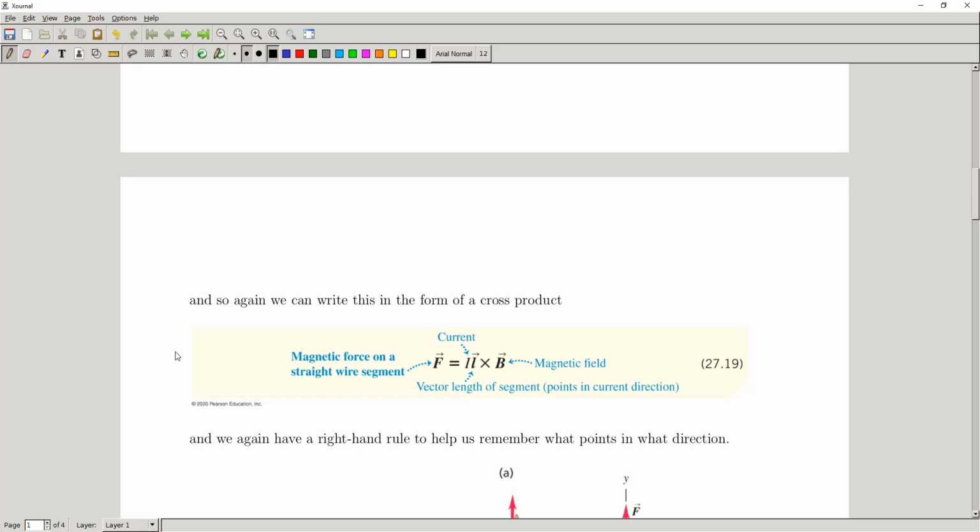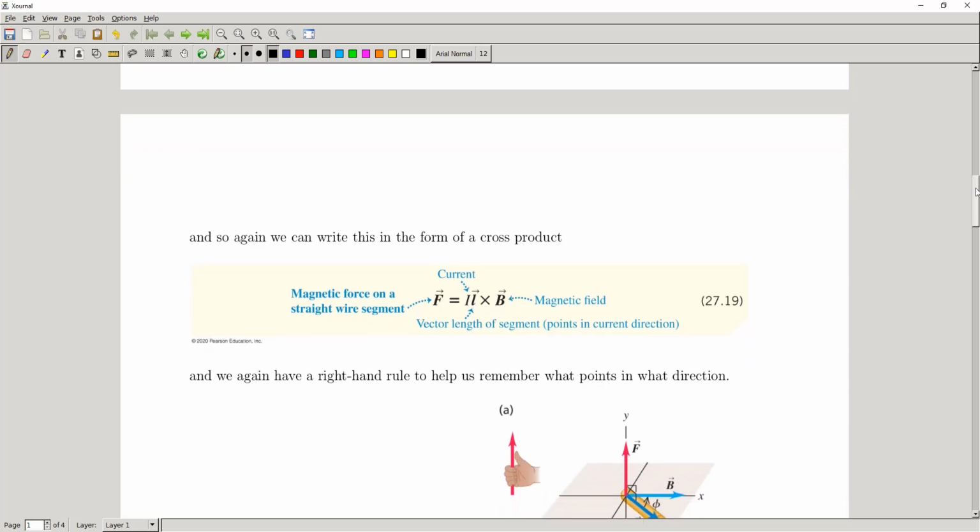The way this is going to look is it's going to be I, which is the current, and then it's going to be L as a vector. This is L as a vector because it's the length segment of wire, and it's a directed segment in the direction of our current, right? And it's going to be crossed into our magnetic field, which is also a vector quantity, right? So just to read through it again, we have the magnetic force on a straight wire segment, which is carrying some current I of length L in a magnetic field B. We simply calculate it by taking I, and then it's L cross B, okay?